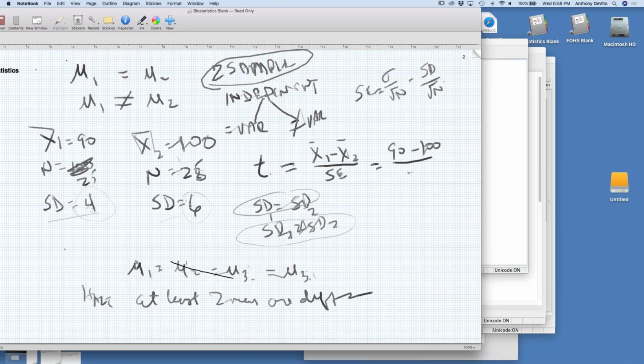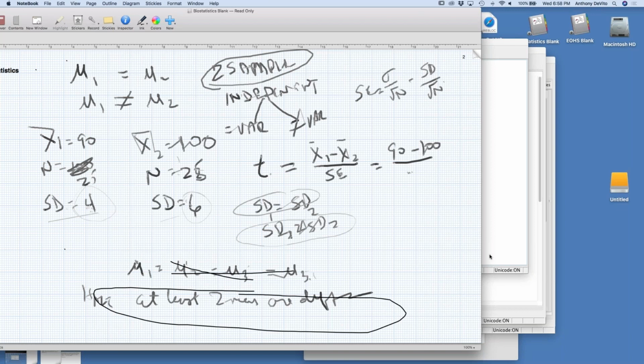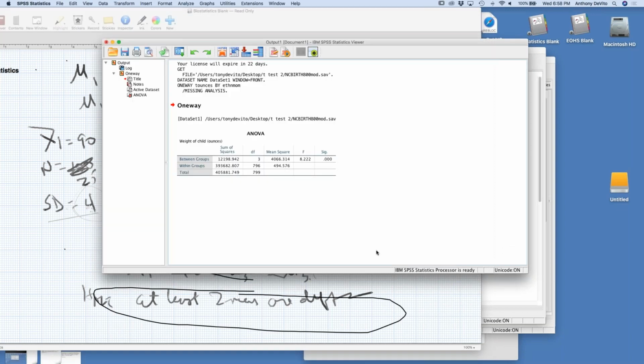And what was that? I can reject the idea that all of the means are the same and say at least two of the means are different. Have we decided which two of the means are different? No, right? So what does that bring to mind? Now I have to figure out, post hoc, which of these two means are different, right? So I need to go back and reanalyze this.